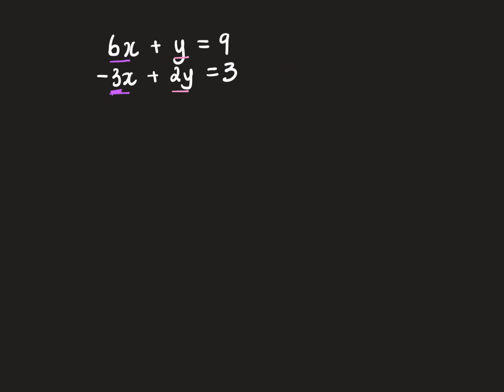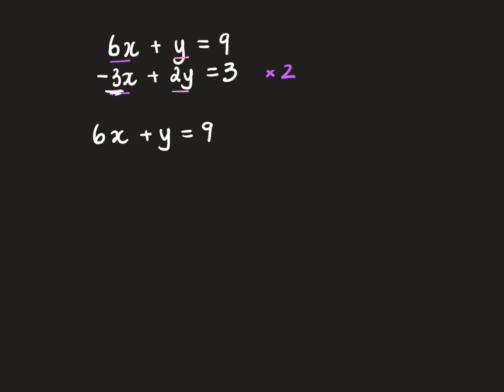My other option would be to double that one. That would make a 2y there, which would mean I could eliminate my y's. I could do either of those things and I just need to make a choice. Well, I think what I'm going to do is double that one. So I'm going to keep the first equation as it is, just write it down again, and then I'm going to double the second one.